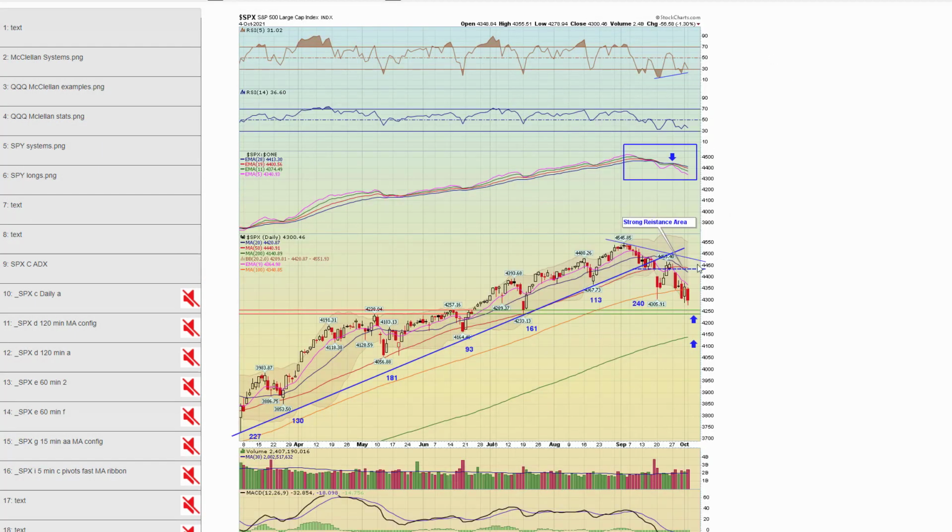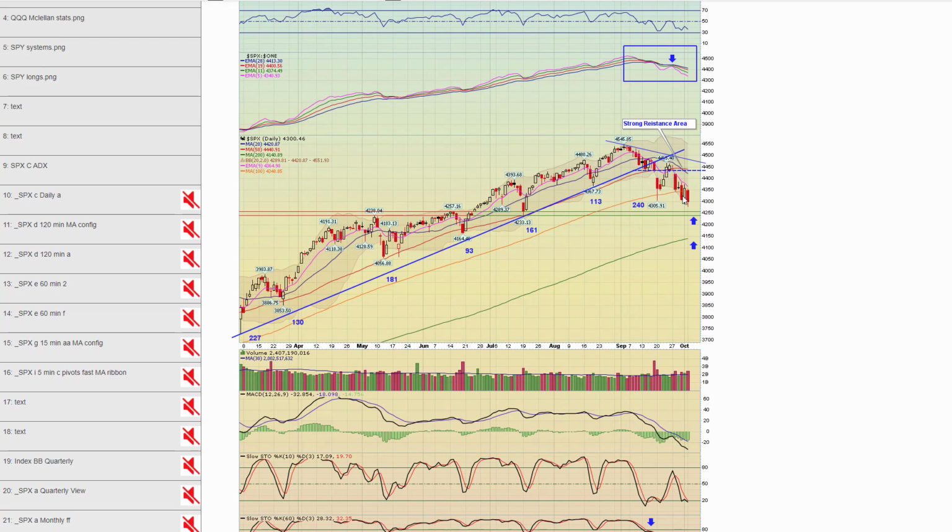Chart 10, another daily view of the S&P. On the weekend, Steve talked about this as a resistance area. Well, today we didn't try to rally at all. We had a nice bounce on Friday.